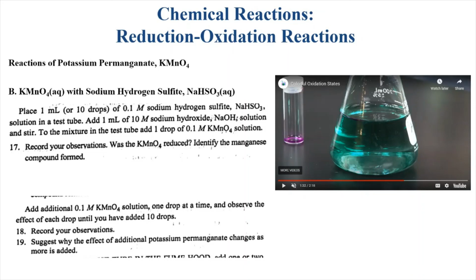As we continue to add more and more KMnO4, eventually we're going to react all of the sodium hydrogen sulfite up. We're going to use all that up, and then the potassium permanganate is going to become the excess reagent. We're going to continue to add until we go past the amount of sodium hydrogen sulfite until the KMnO4 is in excess. At that point, we're going to start to see the solution go from green to a purple color. The reason it goes from green to purple is because now we're going to start to see the color of the excess potassium permanganate.